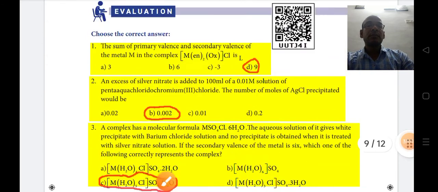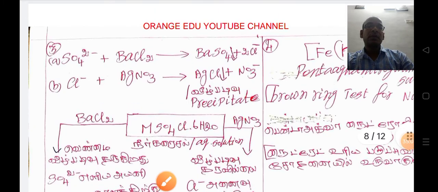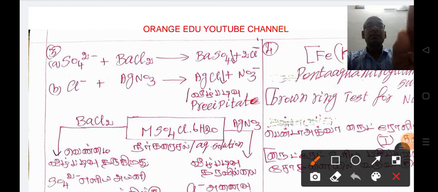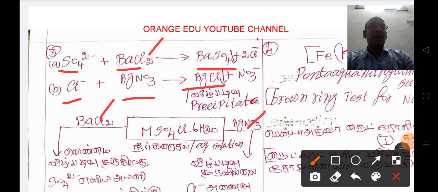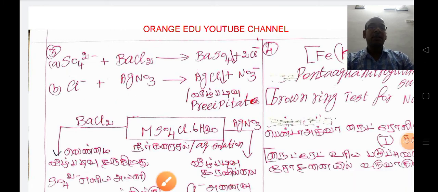Also, we understand this point because it may be asked in other questions. Sulfate ion with barium chloride makes a barium sulfate precipitate. Likewise, chloride with AgNO3 gives an AgCl precipitate. Based on that, this question is solved.